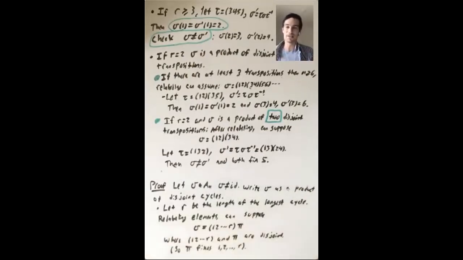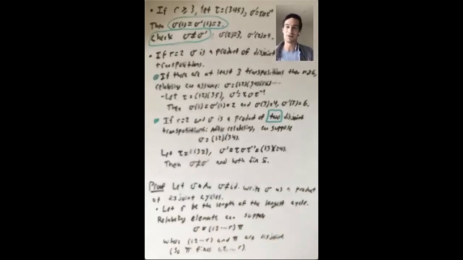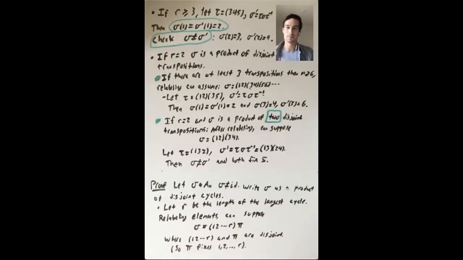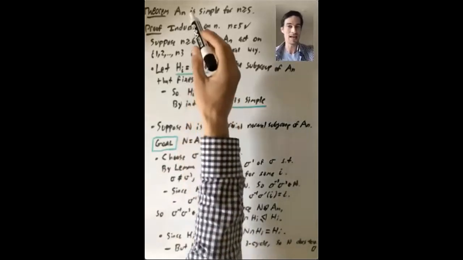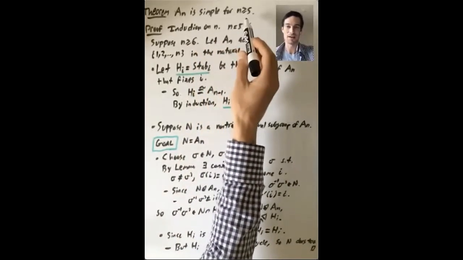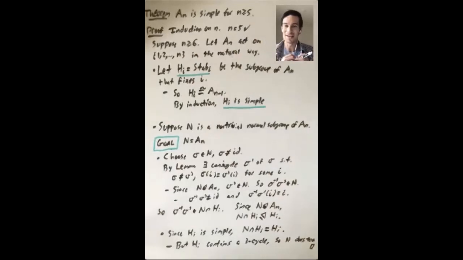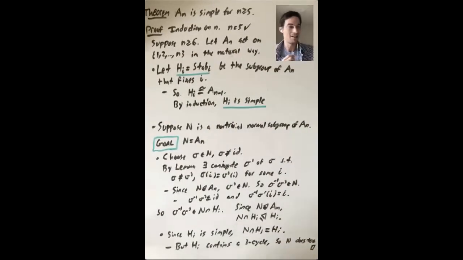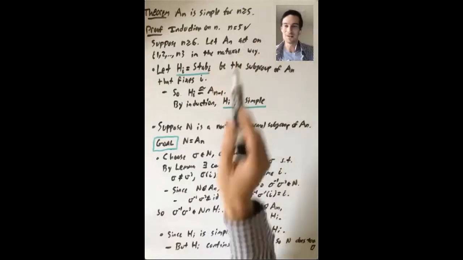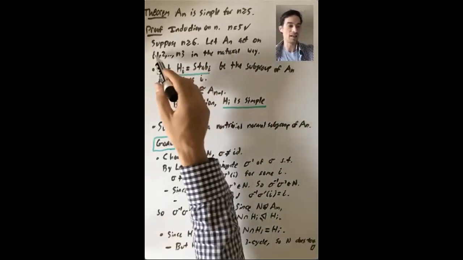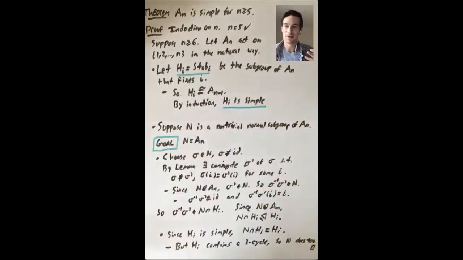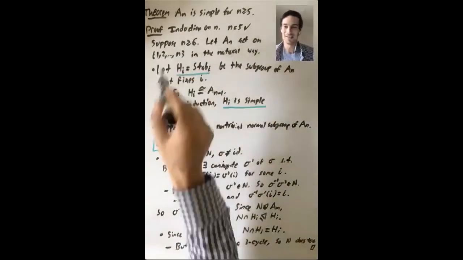OK, so I'm going to pause and erase. And then I'll show you how to use this lemma to prove that A_n is simple for all n at least 5. Now let's use this lemma that we've proved to show that A_n is simple for all n at least 5. So the idea, as we said at the beginning of this video, is induction on n. And we already know n equals 5. So we're going to suppose that n is at least 6. And we're going to let A_n act on the set from 1 up to n in the natural way. So it permutes these elements.